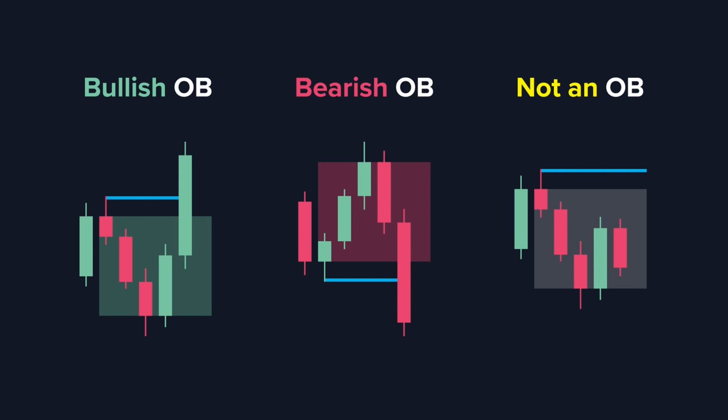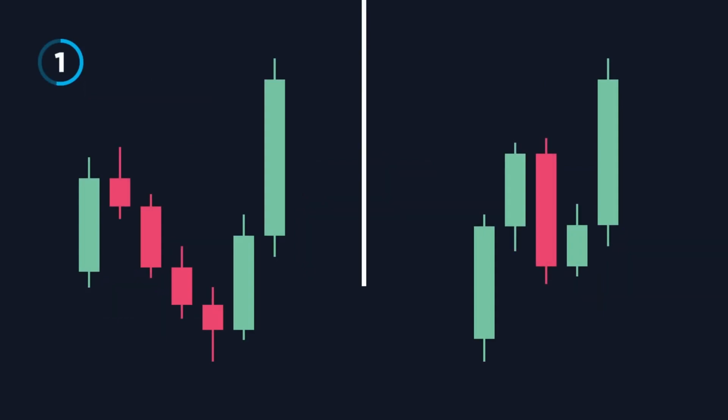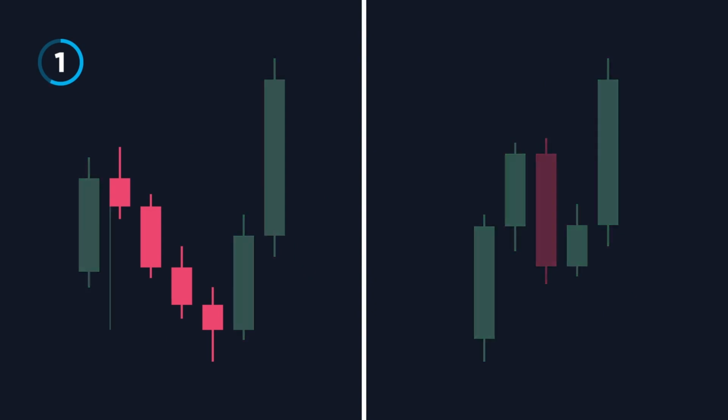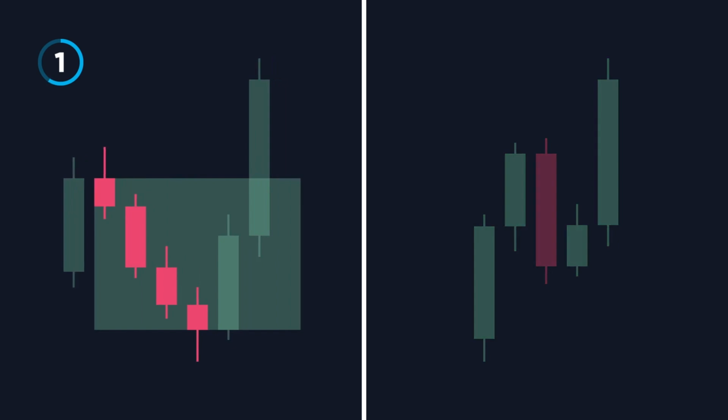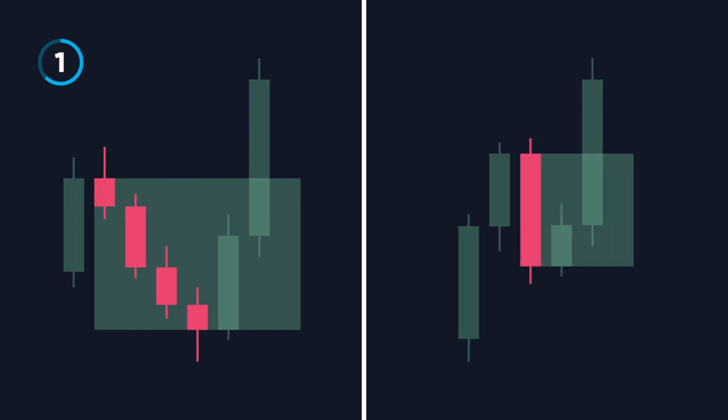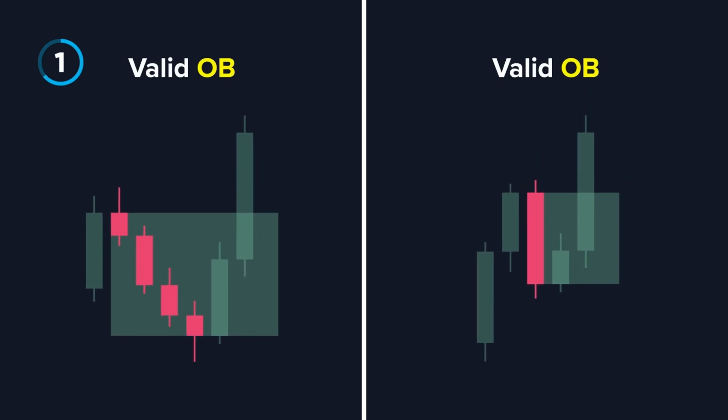The first thing to understand is that there isn't a specific number of candles that can make up an order block. So to give an example for this, here on the left we have an order block that is made up of 4 candles, and then on the right side we have another order block that consists of just one single candle. Both of these are valid order blocks, and this is because it doesn't matter how long it takes for an order block to be created. The only variable that changes from the different number of candles between these two bullish order blocks is the time that the sellers were in control for.